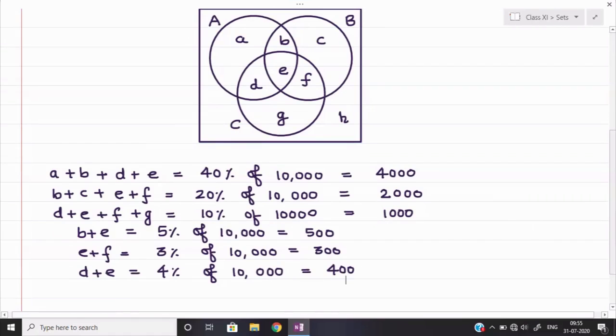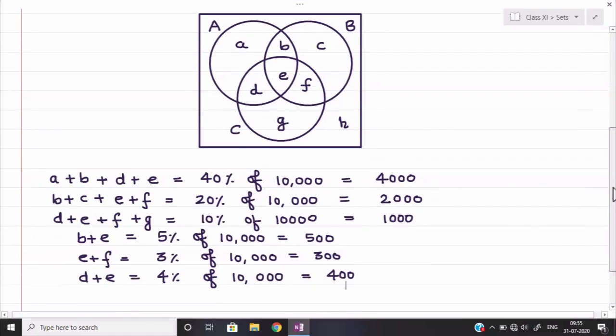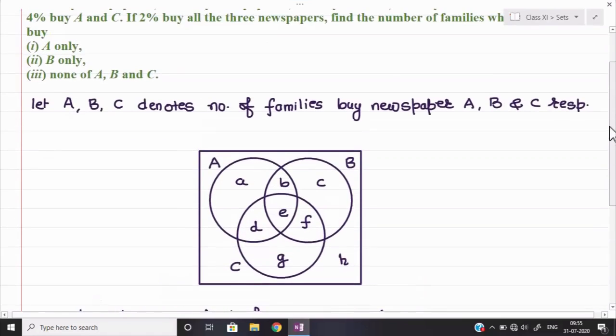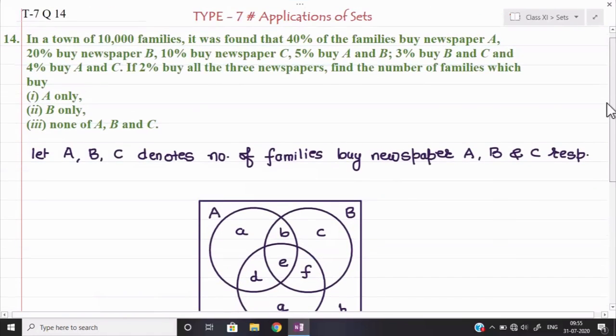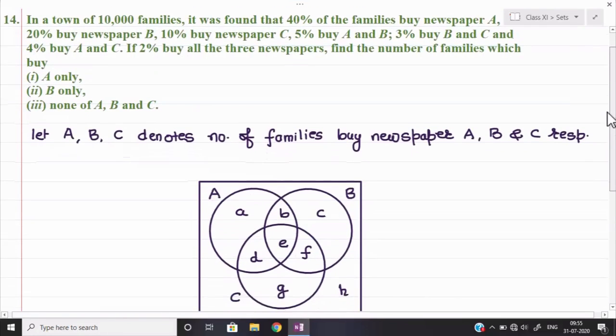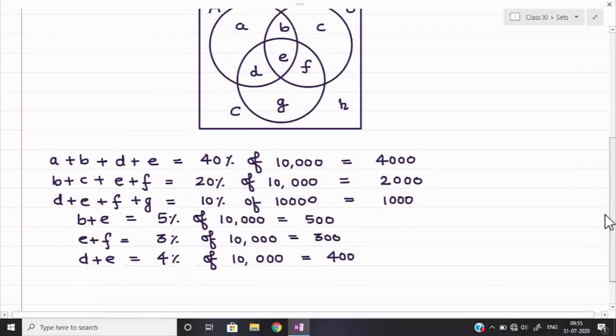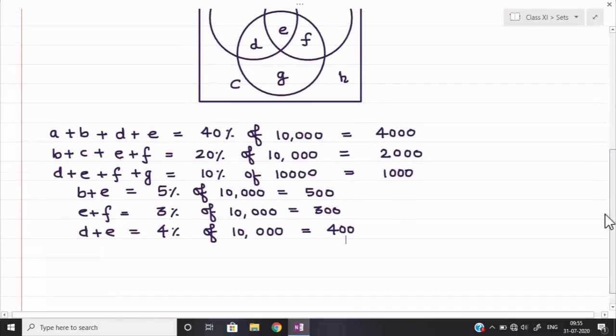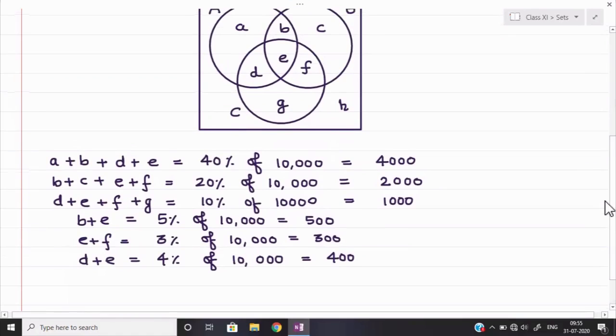Okay, now see how many are purchasing all the three newspapers. I think it is given as 2%. 2% by all the three newspapers. So that we will write down. All the three means it is a part common with A, B and C. So we can say that the value of E is given as 2% of 10,000. So that will be equal to 200. So this is what is given to us.